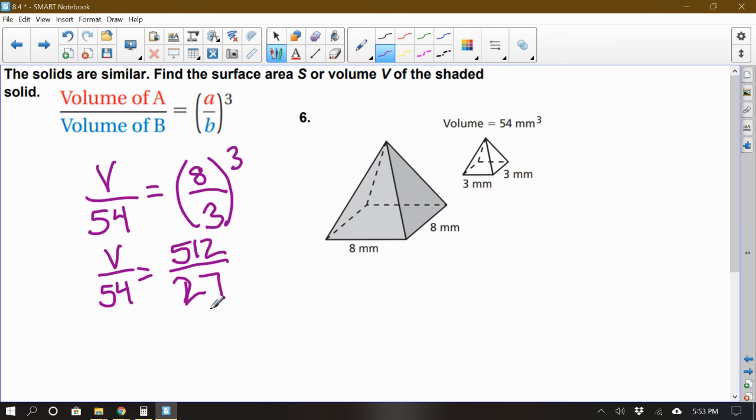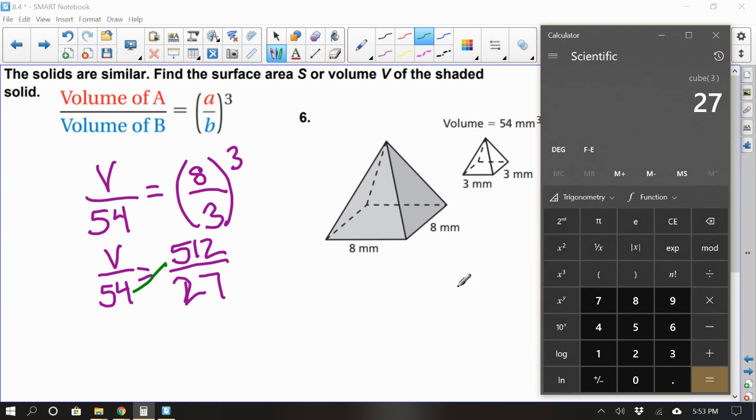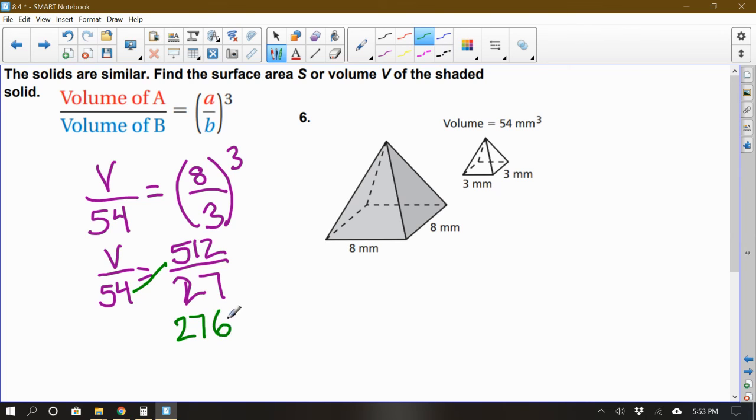All right, so, oh my goodness, I see an easy way to solve this. Do you see it? I think I'm going to still use my cross products, but I'm going to come back later at the end of the video to show you an easier way to solve this one. I just noticed something. I'm wondering if you notice it also. But first of all, let's solve it the traditional way. So our cross products would get us, well, 54 times 512. 54 times 512 is 27,648. On this side, 27 times V would be, well, 27V.